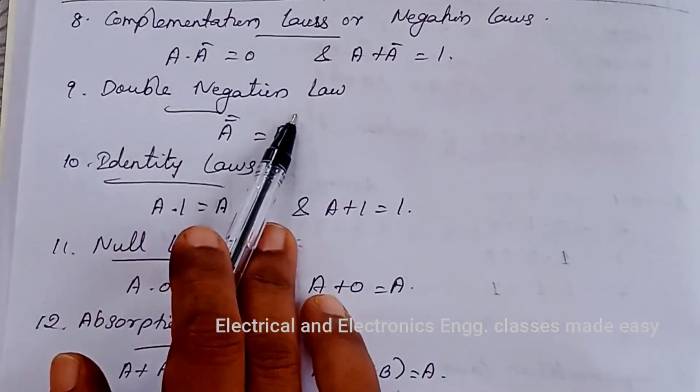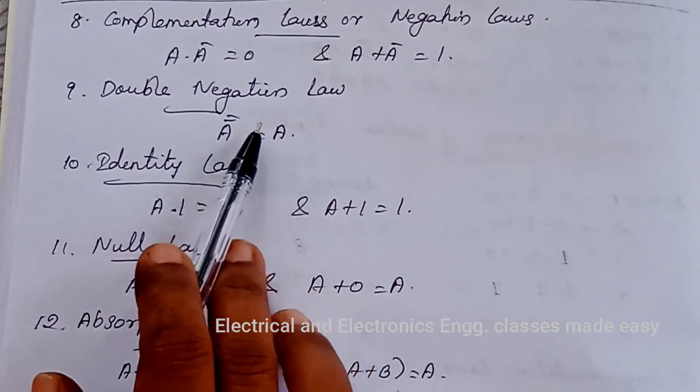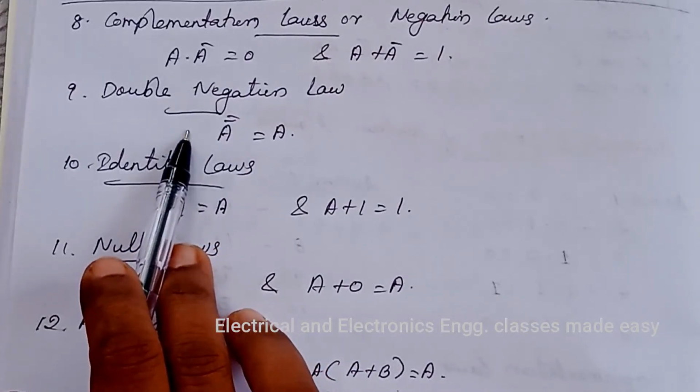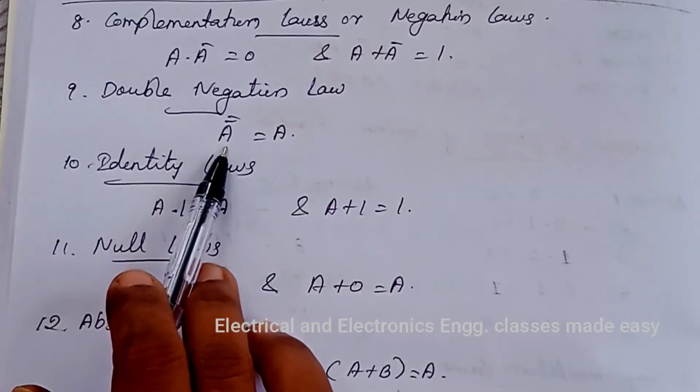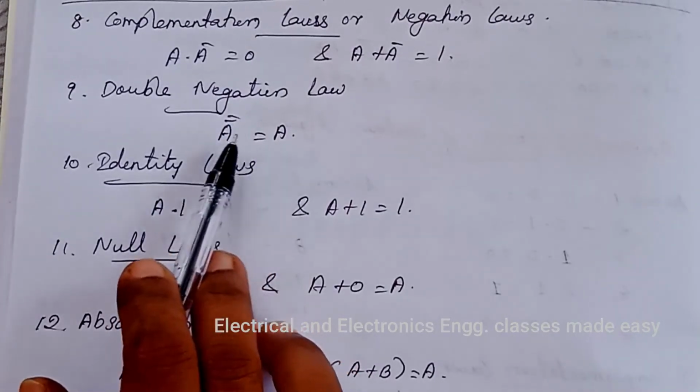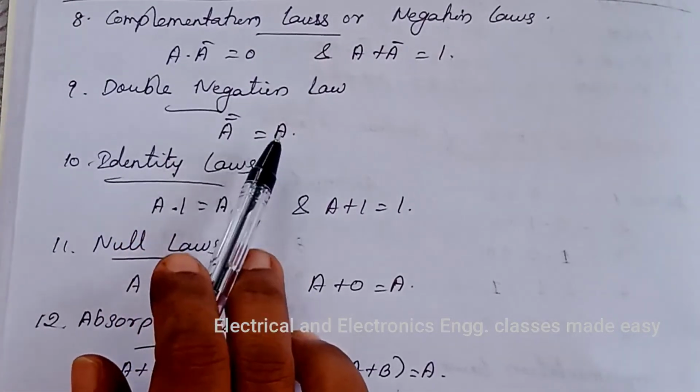Next is double negation law. This law states that the double negation of a variable is equal to the variable itself. That is A double bar is equal to A.